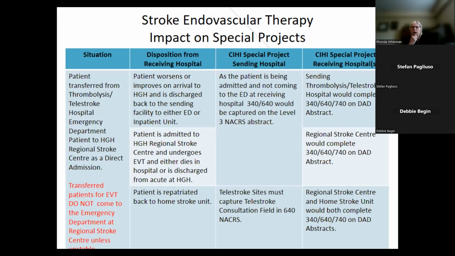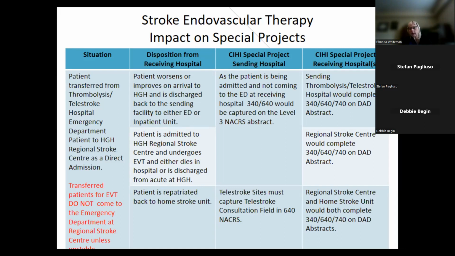When the patient comes to the receiving hospital, they may worsen on arrival and may be discharged back either to ED or the inpatient unit, and they're not appropriate for EVT. The sending hospital, because they're getting that patient back, would complete 340, 640, and 740 in the DAD abstract.